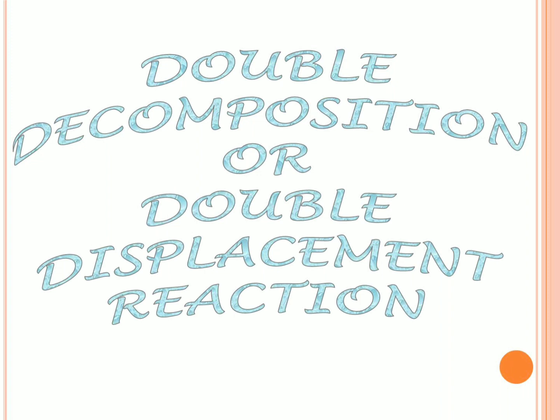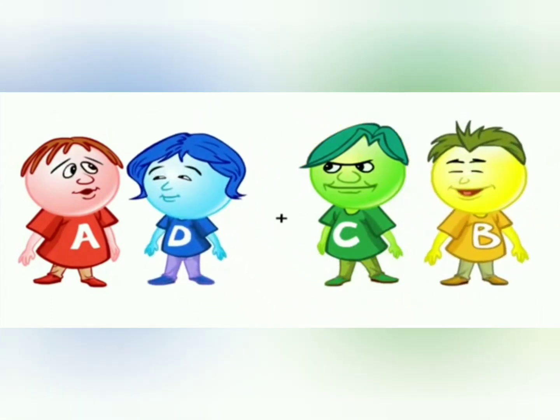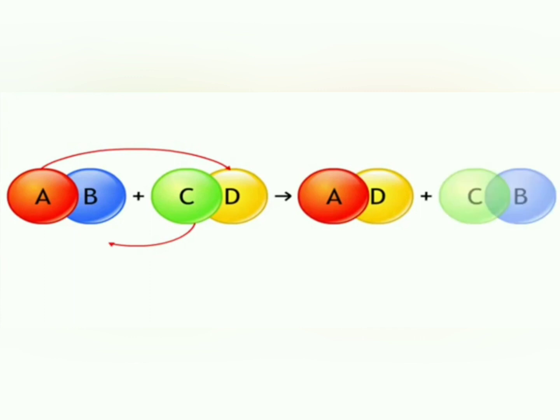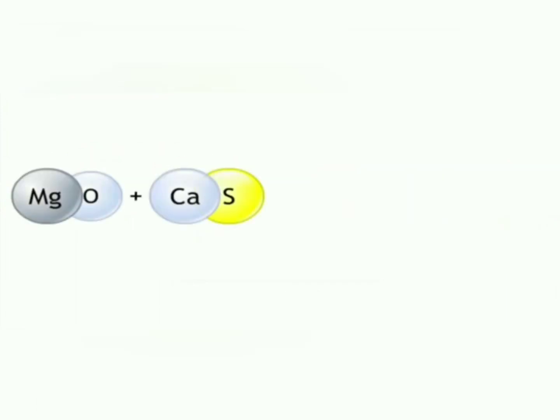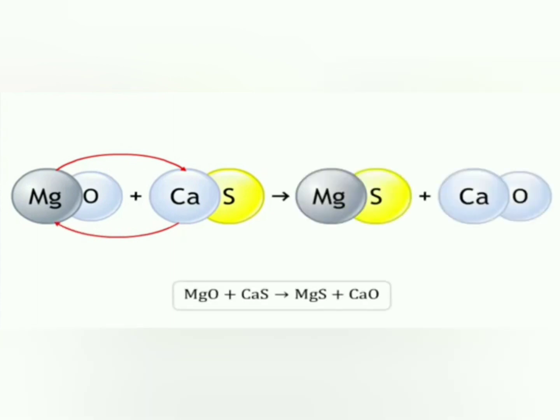Then the fourth type of reactions are the double decomposition reactions or double displacement reactions. The double displacement reactions involve the exchange of ions between two compounds. The general form of a double decomposition reaction is that AB undergoes a double decomposition reaction with CD to form AD and CB. For example, in a reaction of magnesium oxide with calcium sulfide, magnesium and calcium ions interchange their places to form magnesium sulfide and calcium oxide.